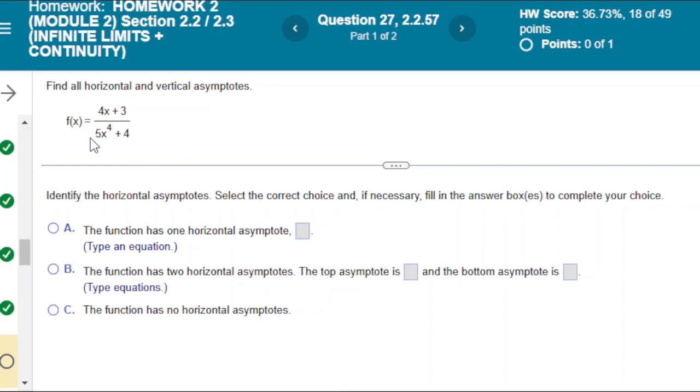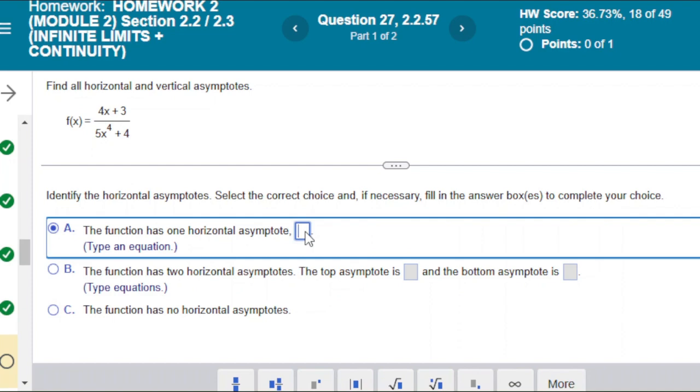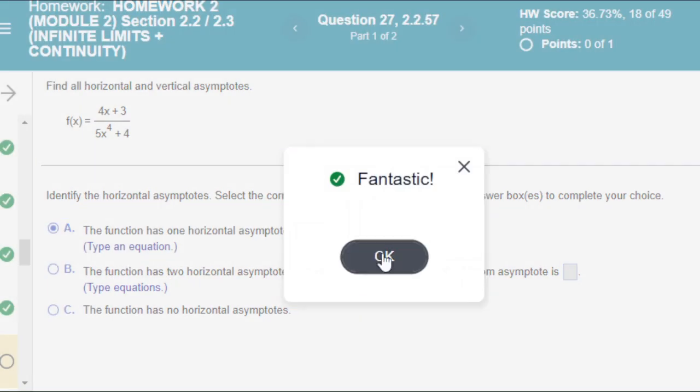Okay, what about this one? Well, notice the degree in the bottom is bigger than the degree on the top. So as x approaches infinity, the outputs are going to get closer and closer to 0, right? So it's going to have a horizontal asymptote y equals 0. Essentially, the x-axis is going to be the horizontal asymptote.